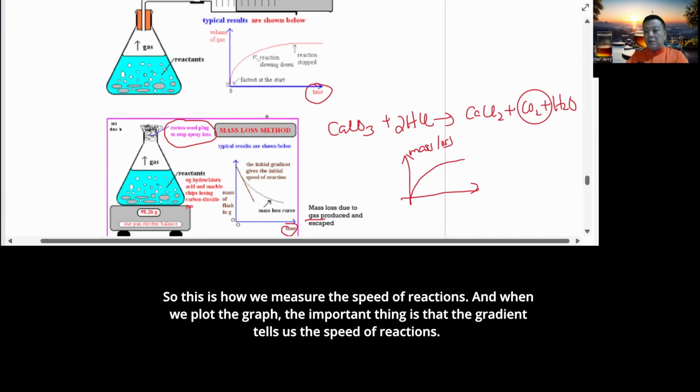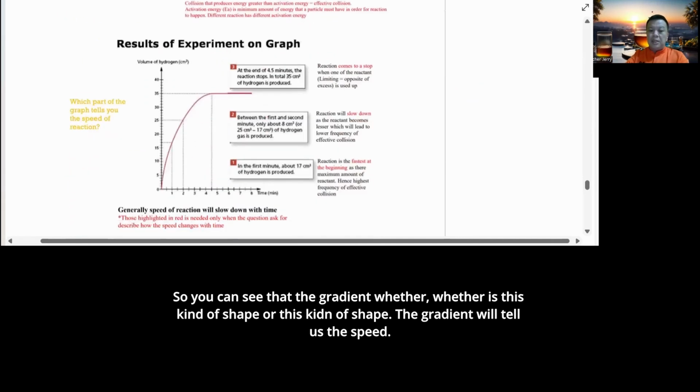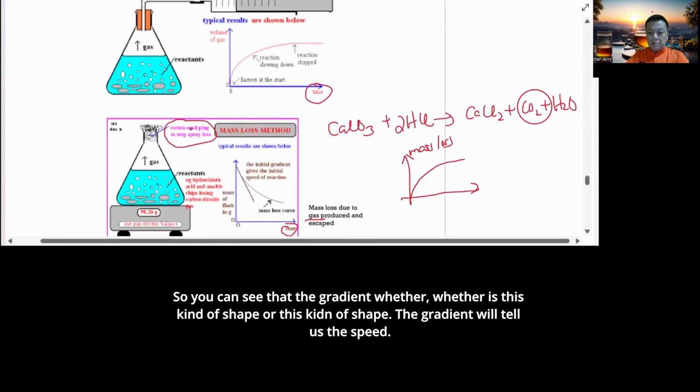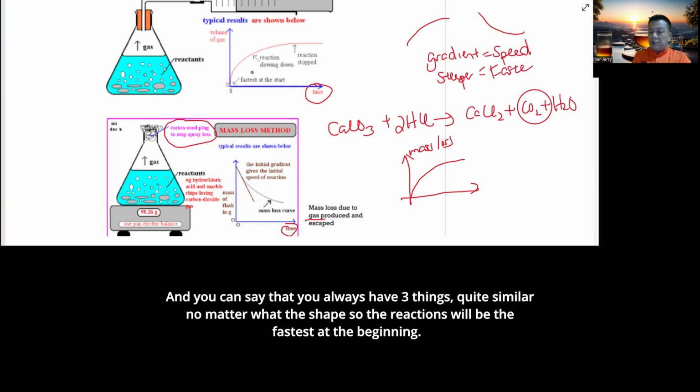And when we plot the graph, the important thing is that the gradient tells us the speed of reaction, right? So we can see the gradient, whether it's this kind of shape or this kind of shape, right? The gradient will tell us speed. Okay, so basically, steeper gradient means faster. And you can see that you always have three things, quite similar no matter what the shape.